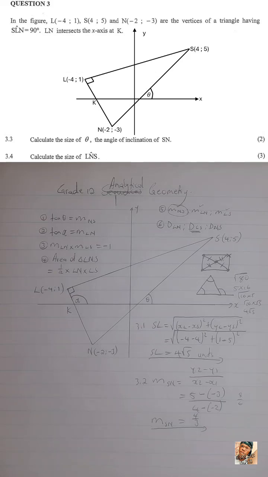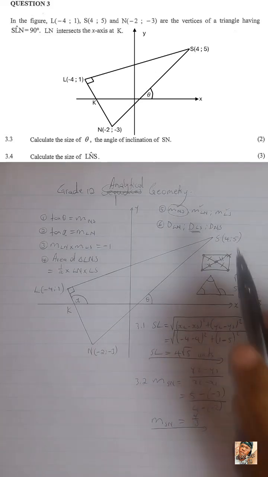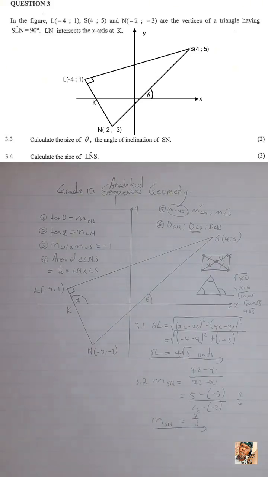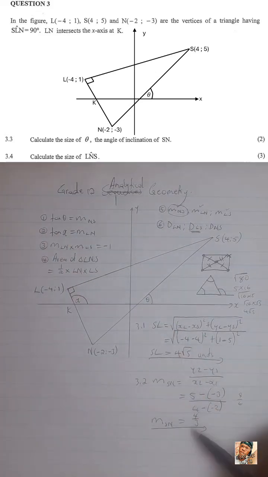3.3 says calculate the size of theta, the angle of inclination of Sn. Of course, this is an angle of inclination because it is an angle between ns and the x-axis. So they want us to find its magnitude. How do we determine that? We're going to utilize what I've said here: the tangent of theta is equal to the gradient of ns. Fortunately, we've already determined the gradient of Sn, so it's going to be possible to determine the angle theta very easily.